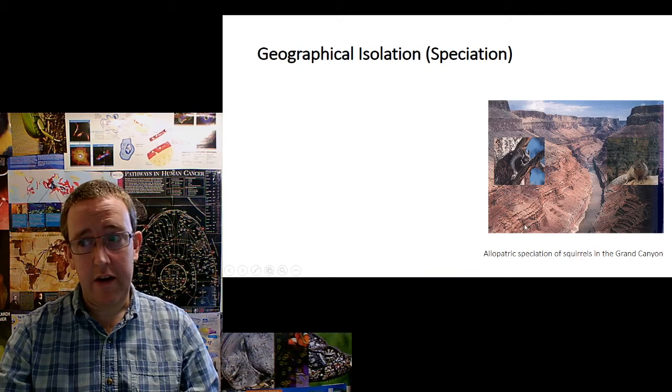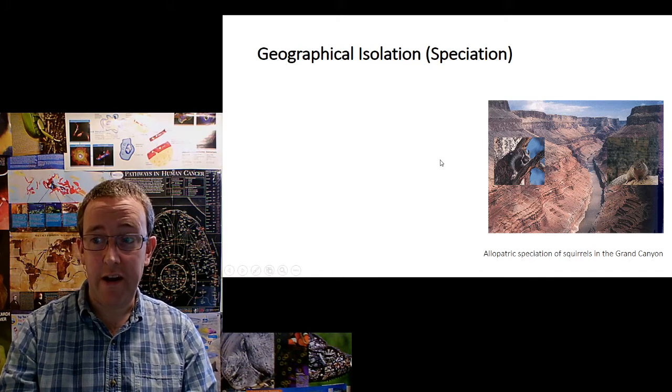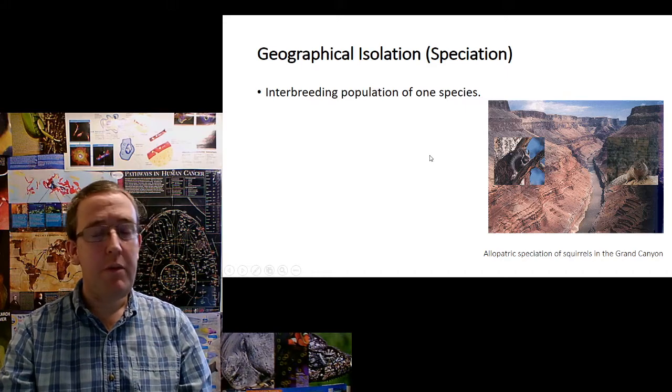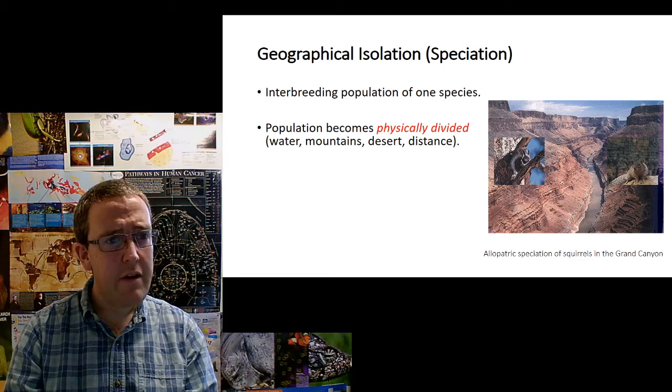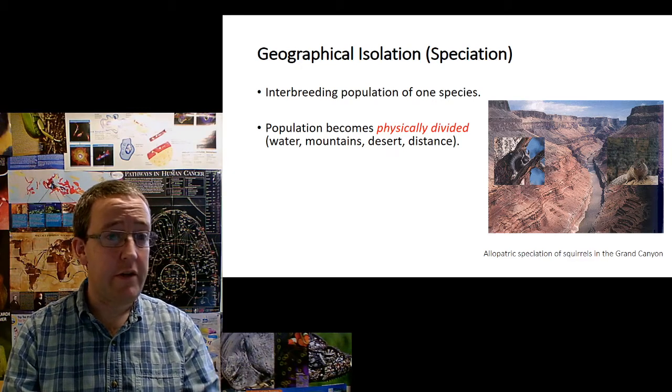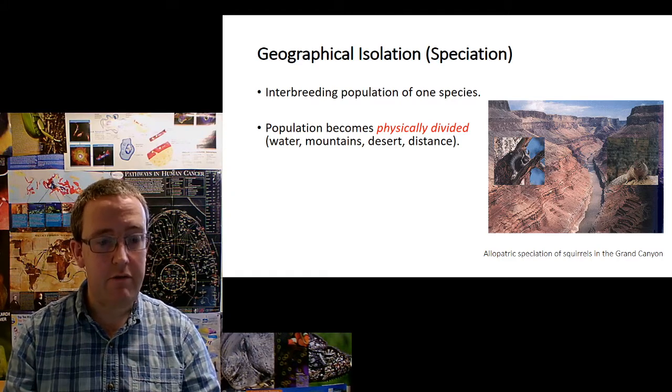What happens after then? Another big hole in the ground, which is a cause of isolation, will of course be the Grand Canyon in America. Okay, so an interbreeding population of one species is there initially. Then the population becomes physically divided. Water, mountains, desert, distance, whatever it might be. They can't interact, they can't breed.